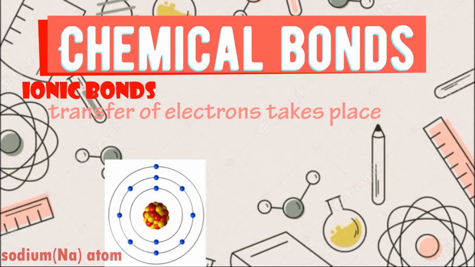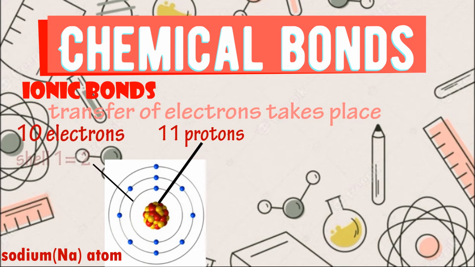Here we have a sodium atom which has an atomic number of 11, meaning it has 11 protons in its nucleus and 11 electrons in its shell or energy levels. Shell 1 has 2 electrons. Shell 2 has 8 electrons. Shell 3 has 1 electron.